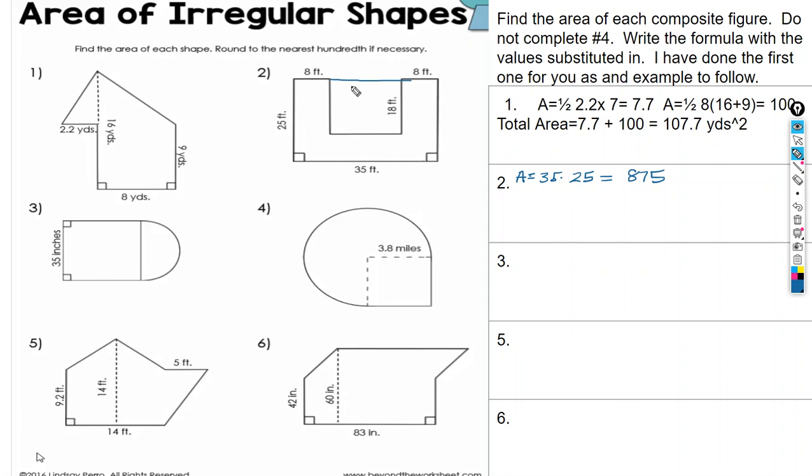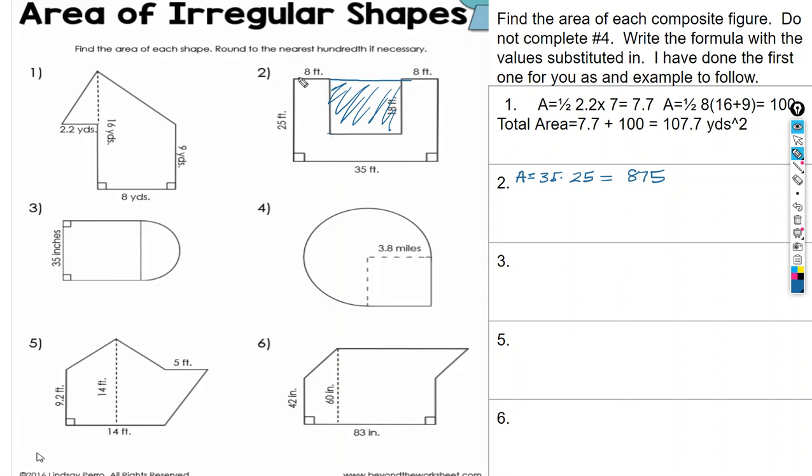But we need to get rid of this space right here, right? That space is not included in this area. It's not a part of the question. So I need to get rid of that. So instead of finding all the shapes and adding together, this one I'm finding a whole shape, and then I'm going to subtract part of it from it. Okay? And the part I'm subtracting is going to be 18 by some number here.